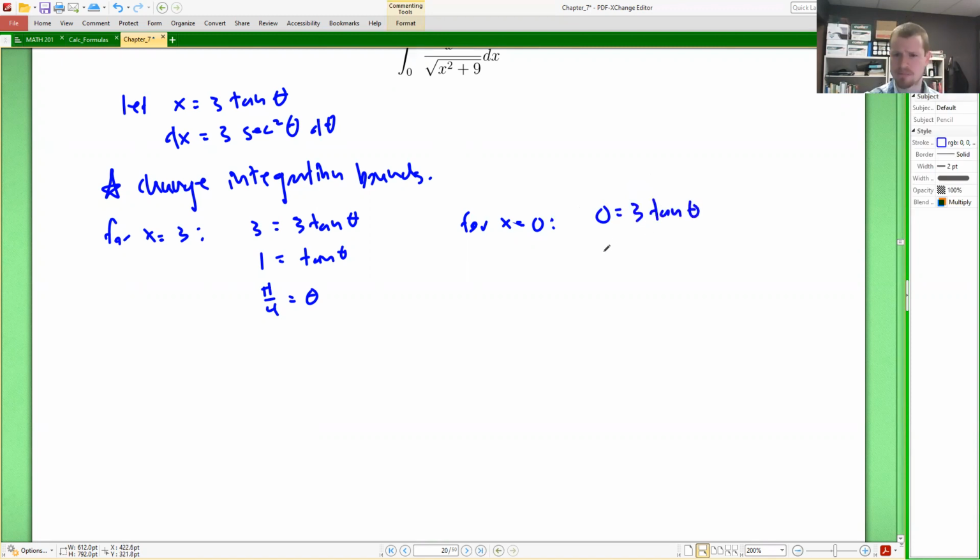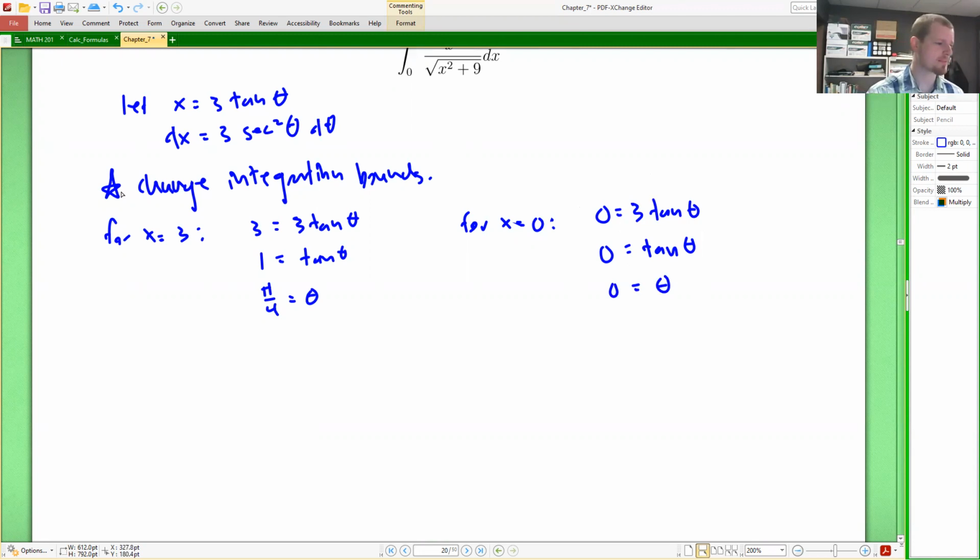And divide both sides by 3, so the left side doesn't change at all. 0 is equal to tangent of theta. And then using the inverse trig functions, or a recognition of what we want here, this would simply be 0 is equal to theta.